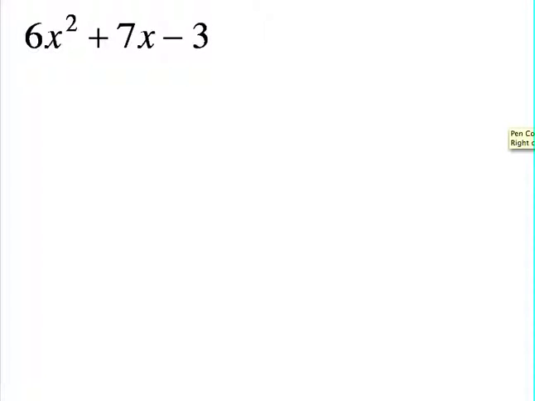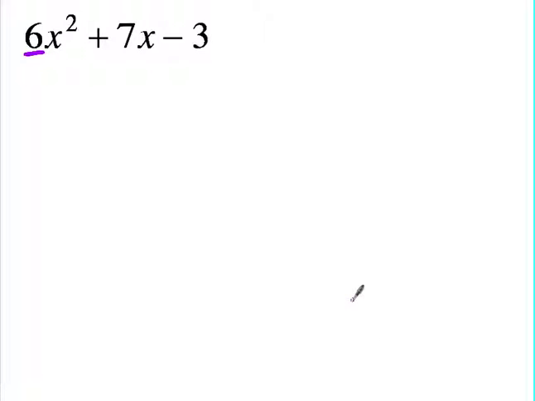Review. If you notice here, the very first step we need to do is take out a greatest common factor. Is there one here? No. The next thing I notice is that the number in front of x squared is not 1. Since it is not 1, you need to factor a little differently than what we've done in the past.